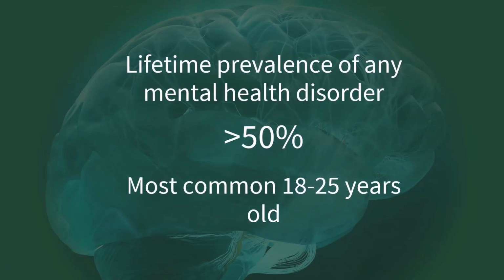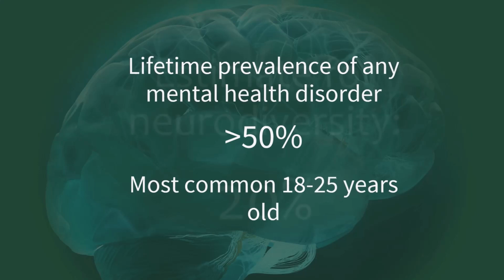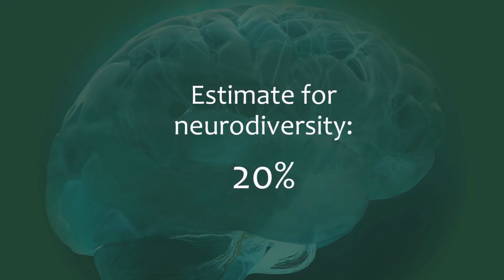So with a lifetime prevalence of any mental health disorder being more than 50%, somehow the most common reported prevalence of neurodiversity you can find on the internet right now, including from the National Institute of Health, is 20%, seems to be leaving something out. If more than half the population will experience a neurodivergent condition in their life, maybe neurotypicality isn't as typical as we're assuming.